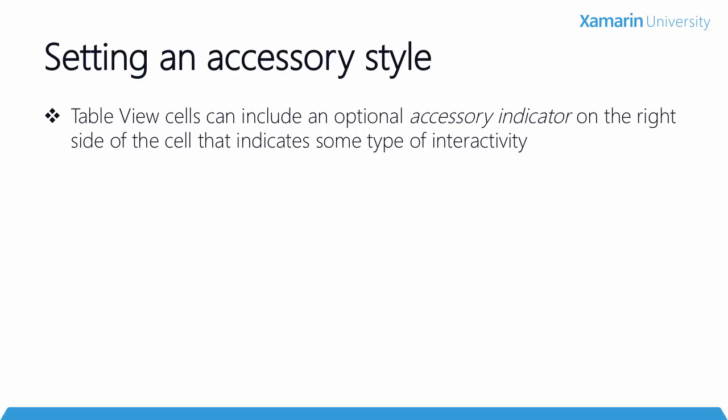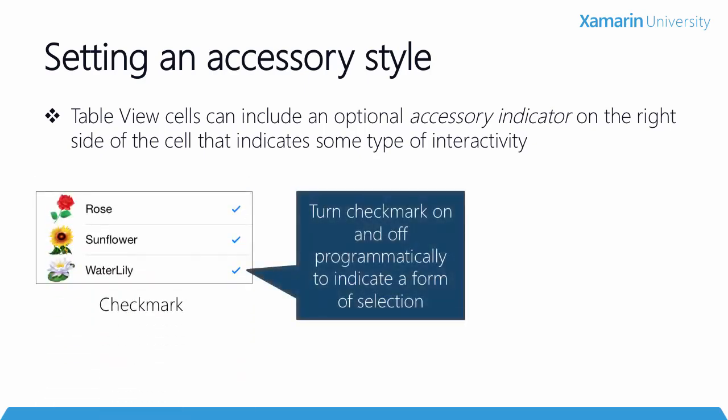The default for each row is going to be no accessory view, or none, when we see the enumeration. But you have 4 basic styles beyond that. First, we can turn on a checkmark view. This can indicate selection when we tap on the row, and is often used when the table view is a piece of a larger view controller to indicate multiple choice selection.